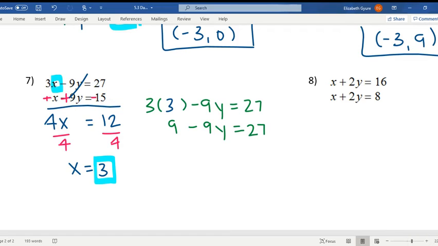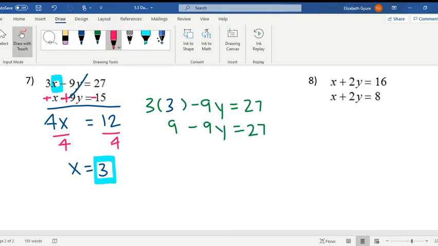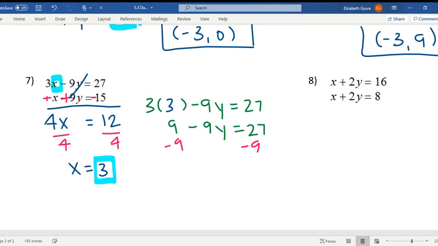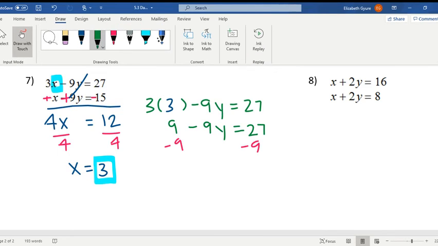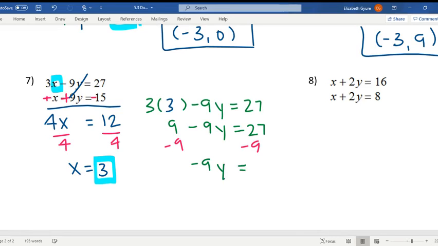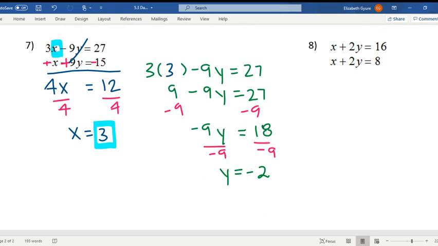We want to get y all by itself, so you can use your 2-column method, or just think if you want to move that 9 over, it's a positive. So to move it over, we need to make it a negative. So that'll leave us with negative 9y equals, and 27 minus 9 is 18. Divide both sides by negative 9. And 18 divided by negative 9 is negative 2. Remember, a positive divided by a negative is a negative. And then don't forget to write your final answer as a coordinate point, 3, negative 2.